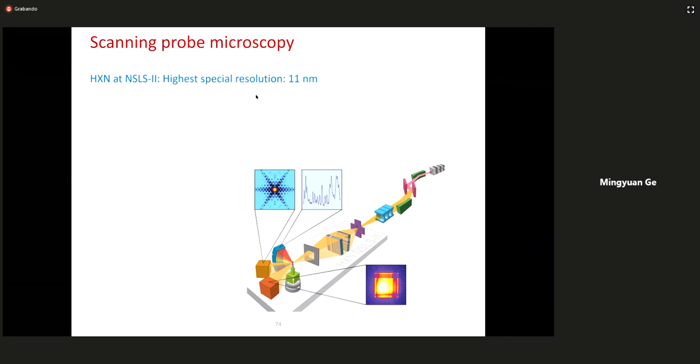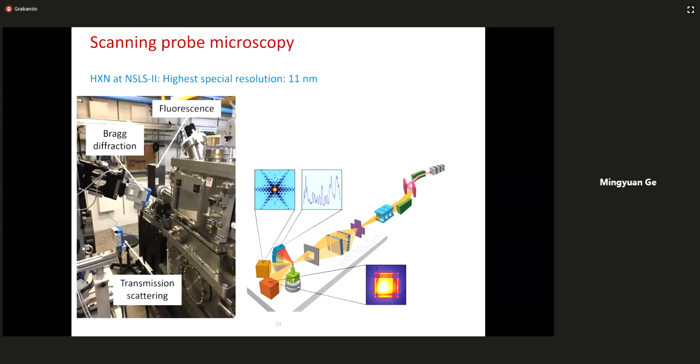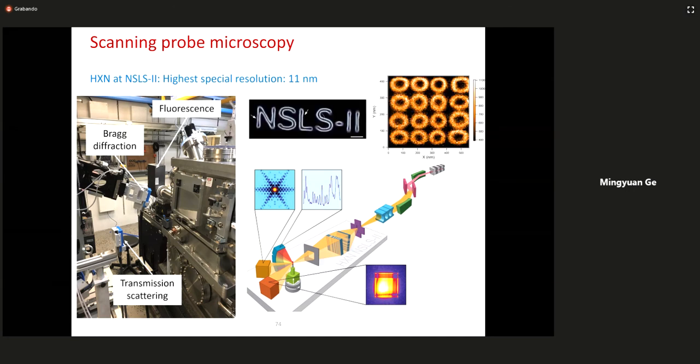The state-of-the-art microscope, like HXN, has a very high spatial resolution, about 11 nanometers. That is kind of a world-leading record. So that is a real image of this beamline. This is a transmission scattering detector, this is a Bragg diffraction detector, and this is a fluorescent detector. They all function at the same time. And this is another image showing the high resolution of the light source 2 logo. And this is another test panel, the donuts, showing the resolution of 11 nanometers between the gaps of these donuts.